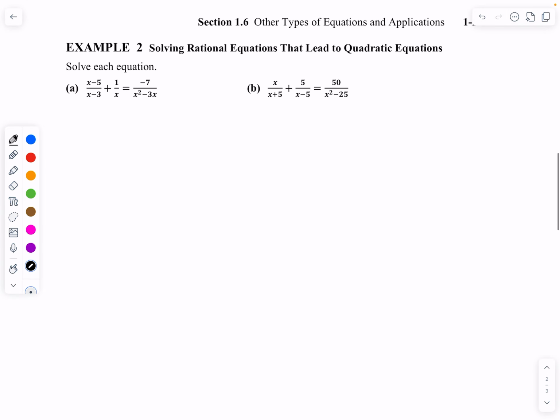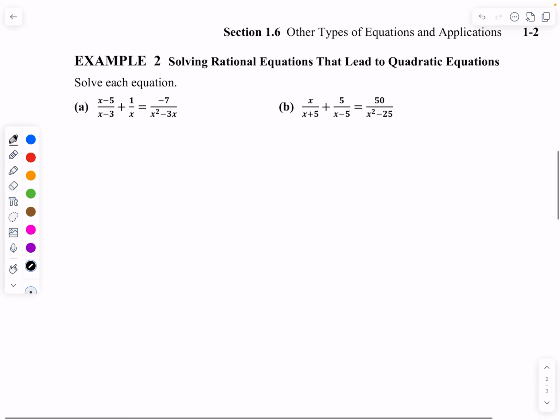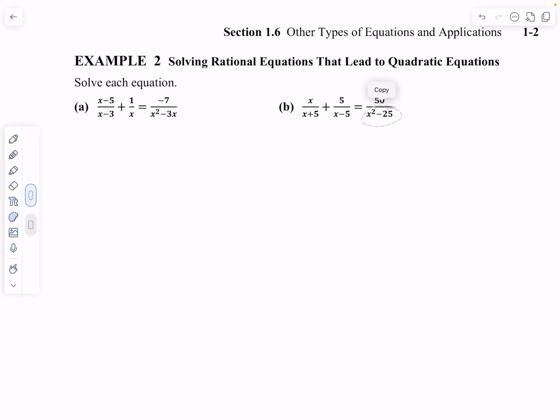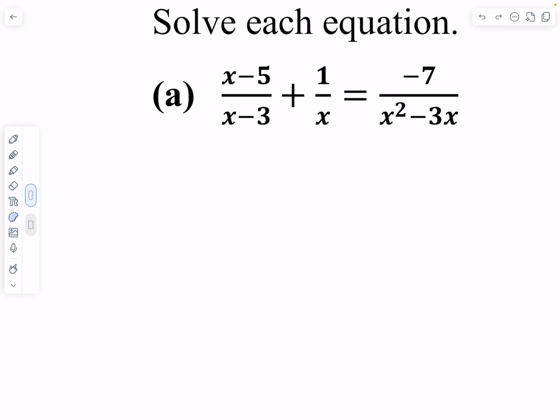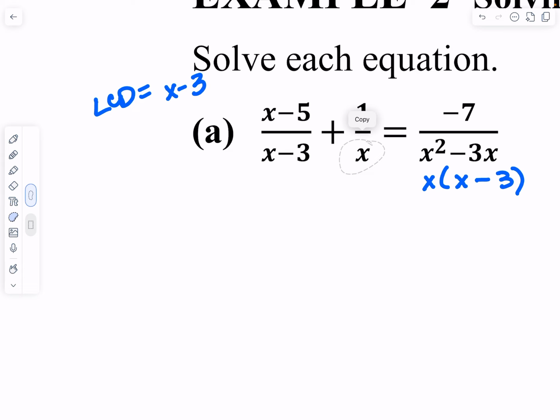All right. Got 2 more before we get sort of a weird one. Notice that both of these have a quadratic on the bottom, have x squared. So I'm going to have to split that. I'm going to factor that first. So x squared minus 3x, if I take out an x, that gives me x times x minus 3. So now, least common denominator. I go to the very first one, and I have x minus 3. Write it down.